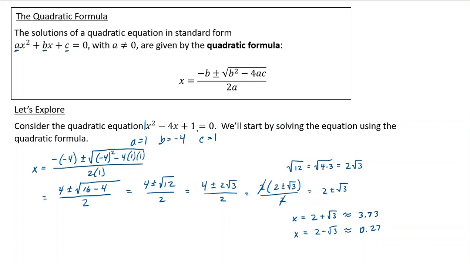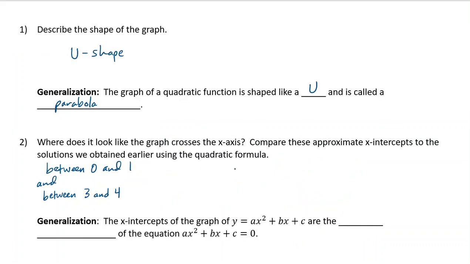Because this used the same equation and just replaced that y with a 0. Our two solutions were about 3.73 and about 0.27. This is why I wanted to approximate them. So that's somewhere between 3 and 4, closer to 4, and somewhere between 0 and 1, closer to 0. And so the x-intercepts of the graph of y equals ax squared plus bx plus c generally are the real solutions of the equation ax squared plus bx plus c equals 0.